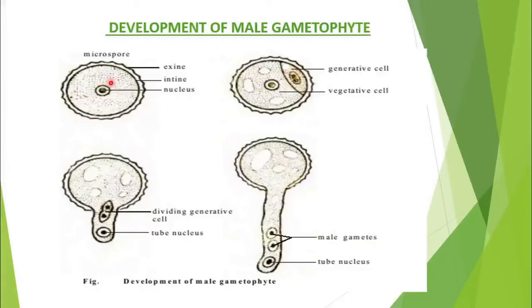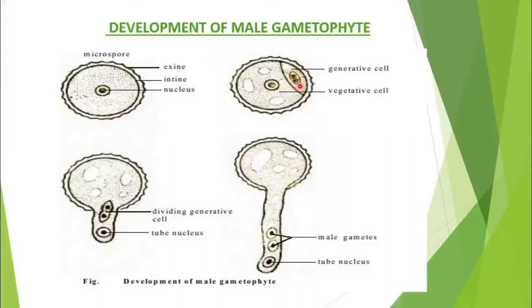Pollen grain undergoes maturation, meaning the cytoplasm divides into two parts. This smaller part is called the generative cell, and the larger part is called the vegetative cell. The generative cell does not have its own membrane or its own cell wall. It lies freely in the cytoplasm of the vegetative cell.